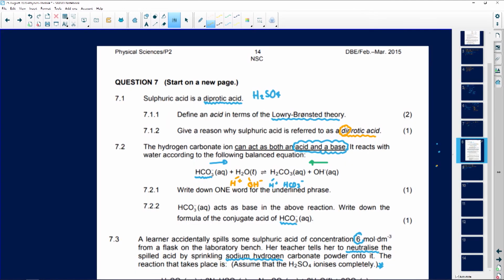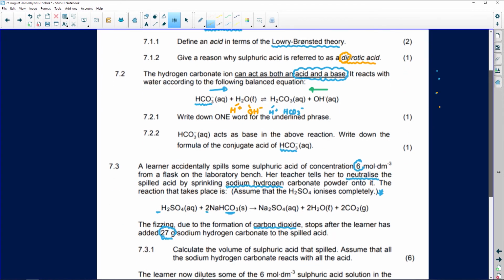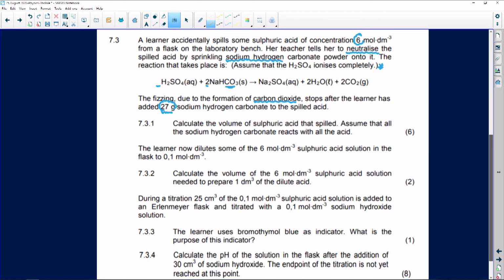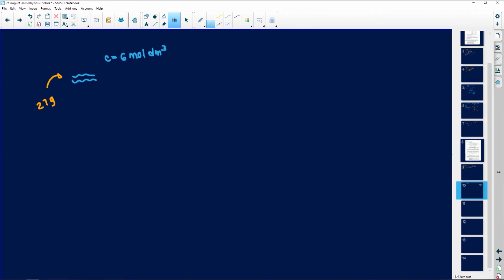Now let's see what the question asks us. That's a picture I need to have in my head already. They want us to calculate the volume. They're looking for the volume. We have the concentration, volume of sulfuric acid that spilled, and assume that the sodium hydrogen carbonate reacts with the acid. They want the volume of the sulfuric acid. They didn't tell us how much it was, but one thing they told us is that it ionizes completely, and they're only telling us the grams of the sodium hydrogen carbonate. So now let's see how we are going to do this one.